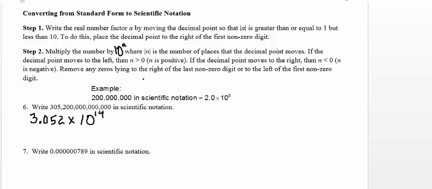If the decimal moves to the left, then n is greater than 0. That means n is positive. If the decimal point moves to the right, then n is less than 0, or another way to say that is n is negative. Removing these zeros lying to the right of the last non-zero digit or to the left of the first non-zero digit. So we've actually done both of those things for problem 6. We moved 14 places to the left, so the power on 10 was positive 14.